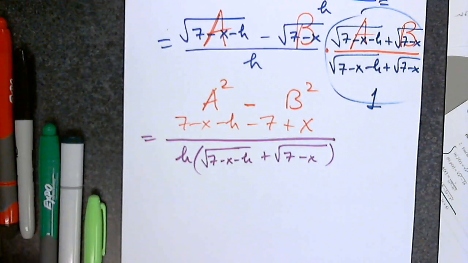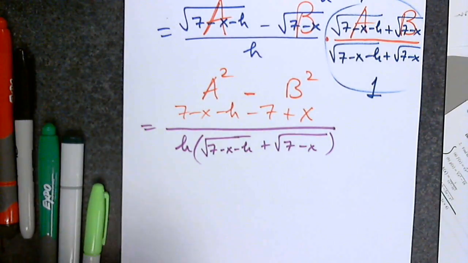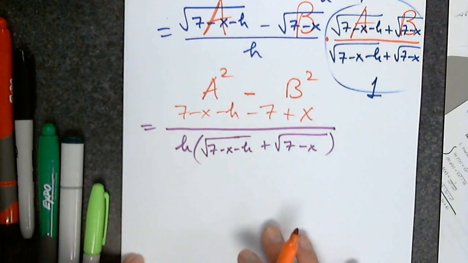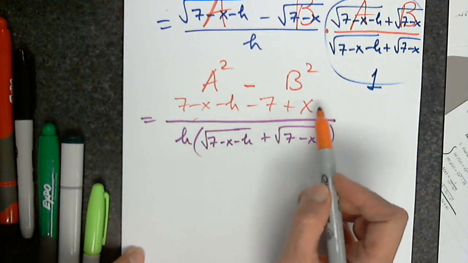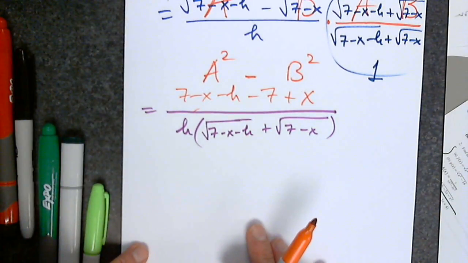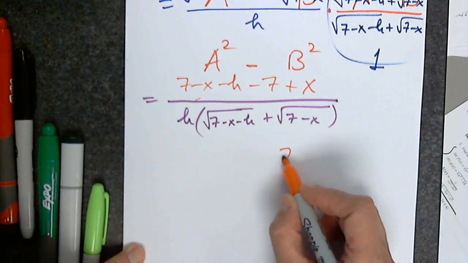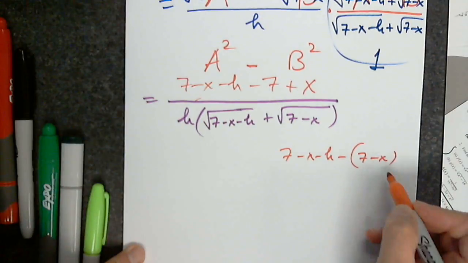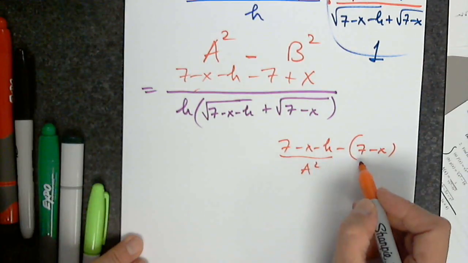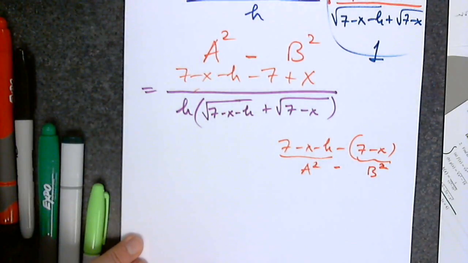No, just simplify. Is this okay? If that's fine. Now, if you want to write negative outside and in parentheses 7 minus x, if that's easier for you, you can. So minus and put in parentheses 7 minus x, and then distribute -1 in the next step. Would that be better? Yeah. So you will write 7 minus x minus h minus 7 minus x. And then you will have to distribute. And this will be your a squared, and this will be your b squared. Okay, that makes more sense.